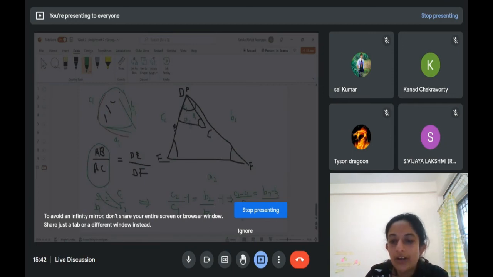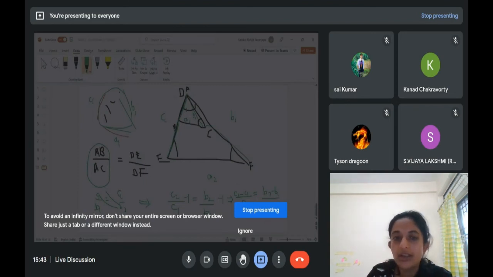Okay, so after doing this, what I have is C2 minus C1, that is the length BE here. So from AE is C2 and AB is C1. So C2 minus C1 is this line BE. Similarly, here AF is B2 and this line is B1. So B2 minus B1 is actually this length.